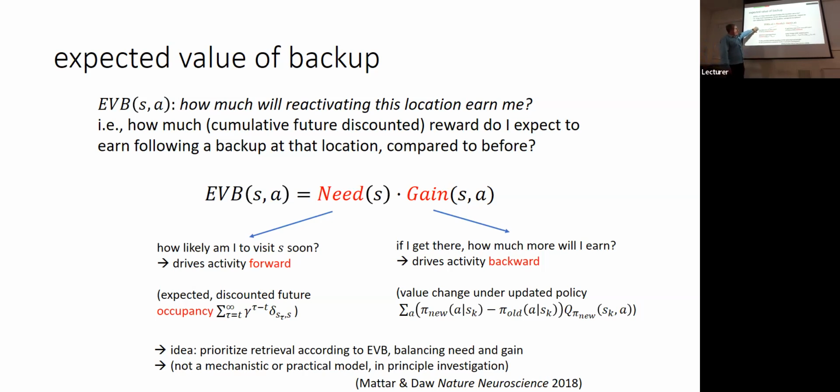So that aside, the claim is that need, all else equal, wants to push activity ahead of the animal. It wants to push activity towards places the animal is going to be. Gain, all else equal, for a reason I'll show you in a second, wants to push activity backwards behind the animal. It wants to say, I found something in the world. Where else could I push this information that would be useful? Can I chain this information backwards? Just like TD. And then overall priority is the balance of these two things because it's a product.